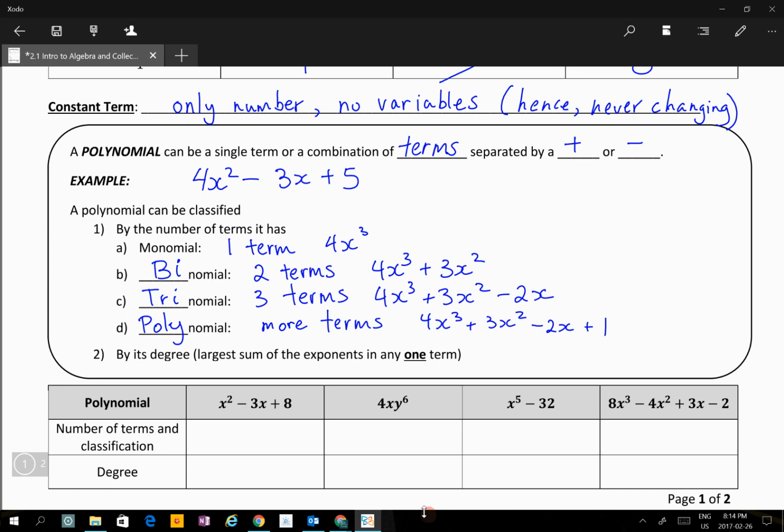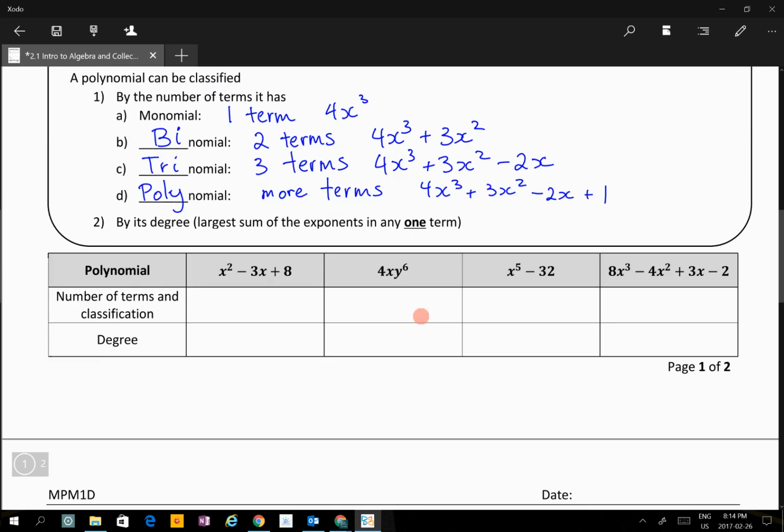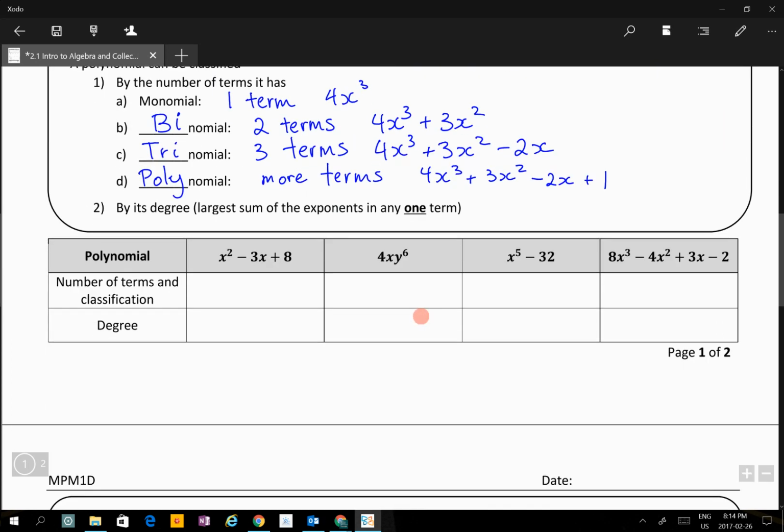Okay. We can also classify polynomials by its degree, the largest sum of exponents in any one term. So if you have a term here with the largest exponent 3, then we could say this is a polynomial of degree 3. Right? So let's look at a few more examples to illustrate this.